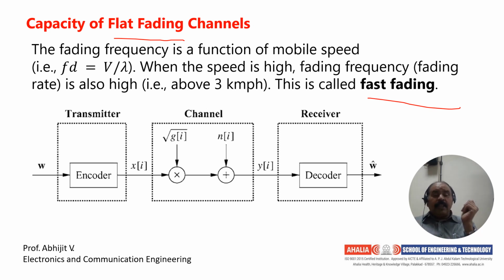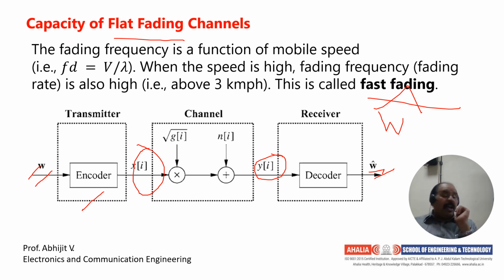Let us consider a transmitter with a signal W that is being encoded, and the encoded signal is x of i. After it passes through the wireless channel, it is received at the receiver end. The received signal is y of i, and what we receive at the end of the receiver is W cap. So in the channel we have the signal root g of i x of i plus the additive white Gaussian noise n of i.